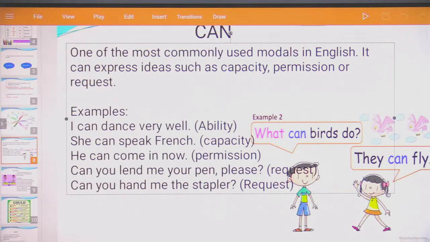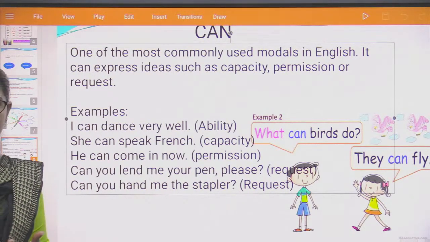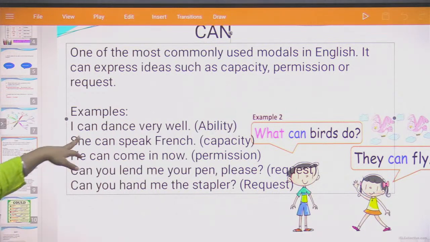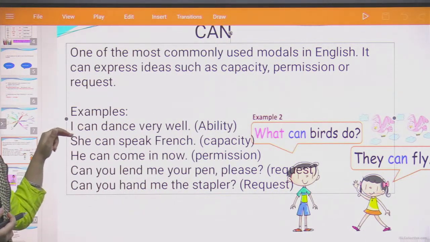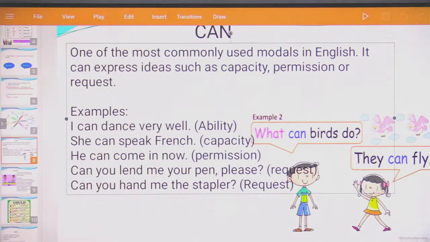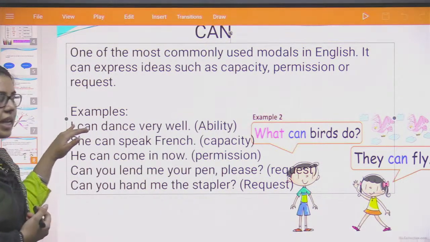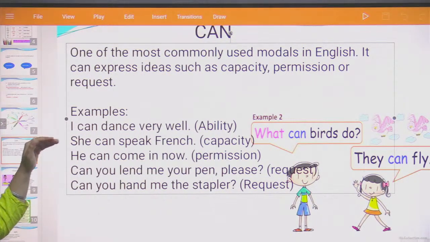Now let's understand this sentence, I can dance very well. So what is this sentence showing? It is showing my ability. Okay, that I have the ability to dance well. So that's why we have used can, because this is the purpose of can modal. When we show the ability, when we show capability, when we show permission, there we use this can modal, and the sentence is exactly showing the same thing. It is showing the ability of someone.